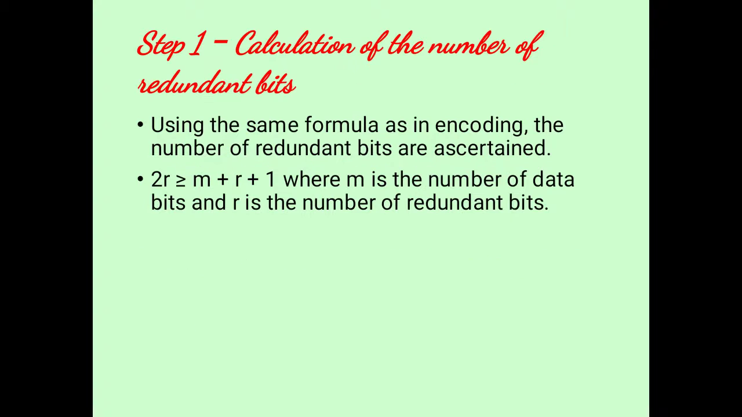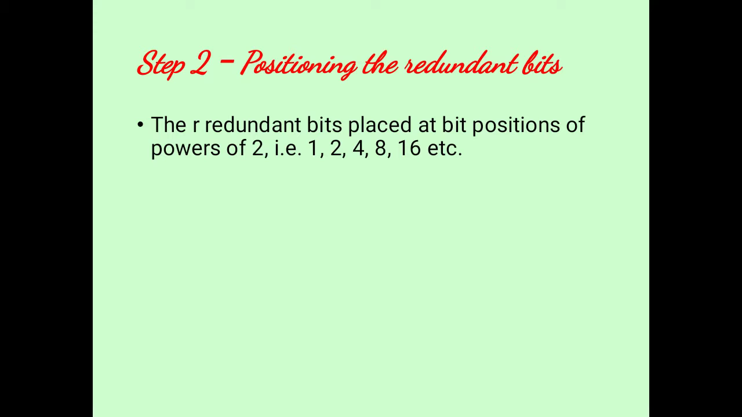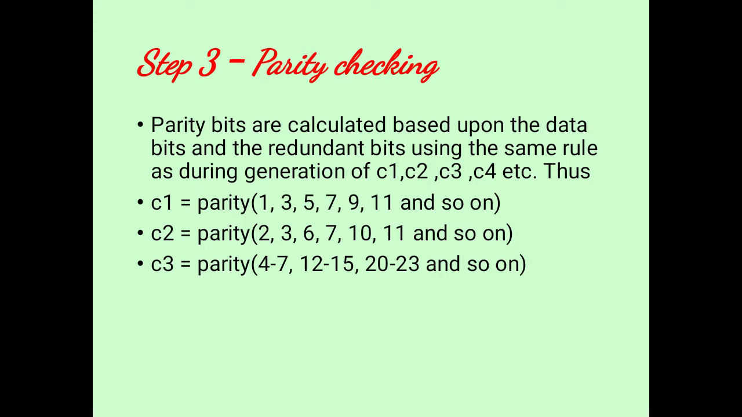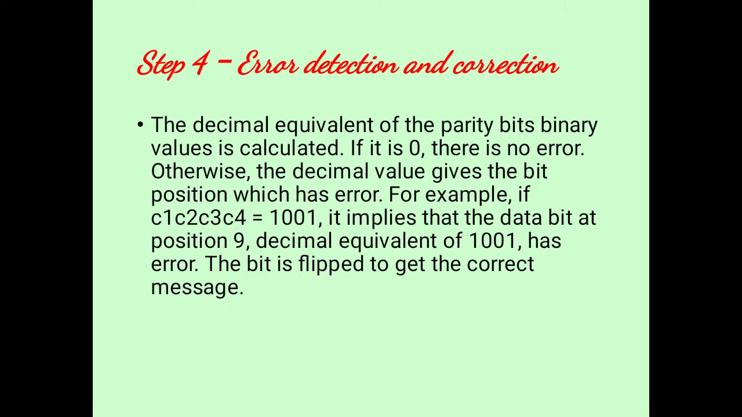Now we will see calculation of number of redundant bits. Using the same formula as in encoding, the number of redundant bits is ascertained. You have learned this condition already. Step number 2: the redundant bits are placed at bit positions of powers of 2. I already explained what 1, 2, 4, 8, 16 are. Now step number 3, that is parity checking. I already told you to utilize the even parity condition.